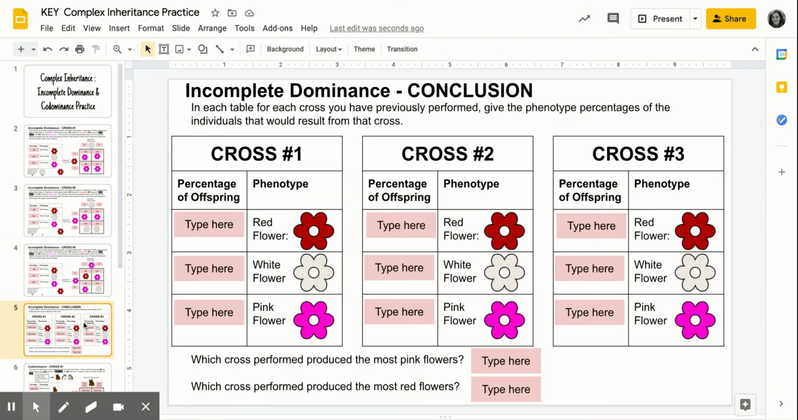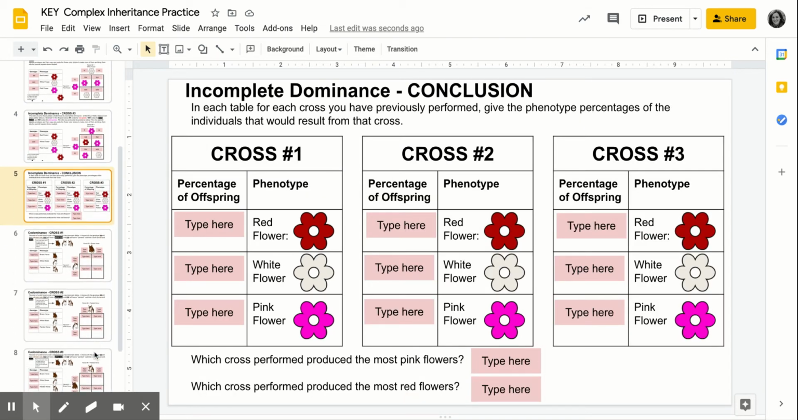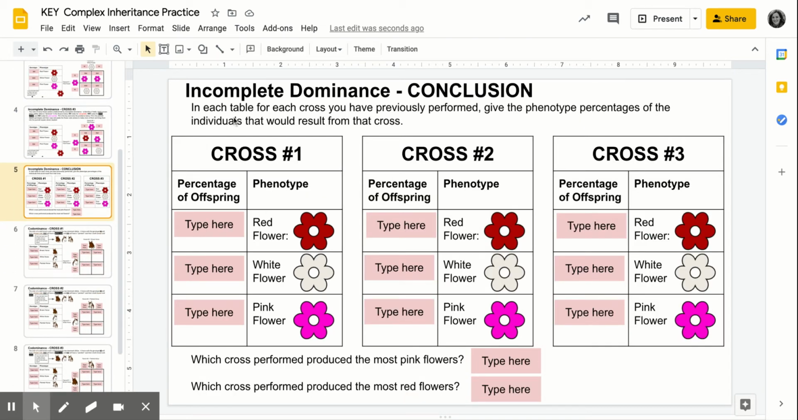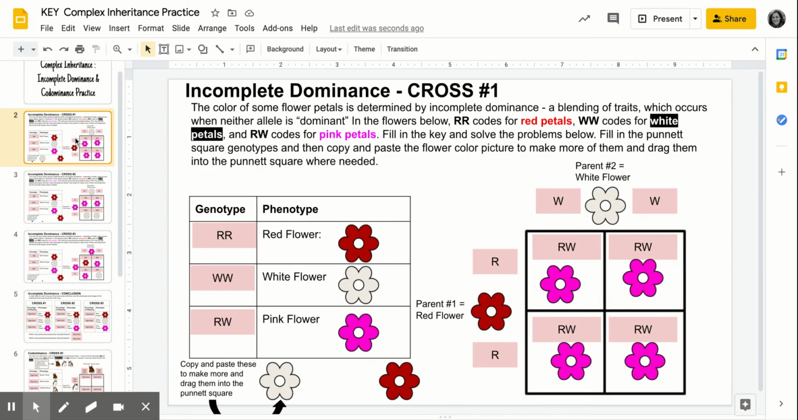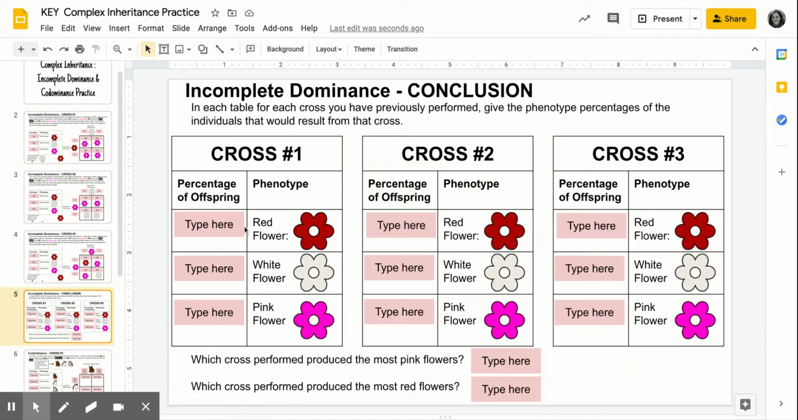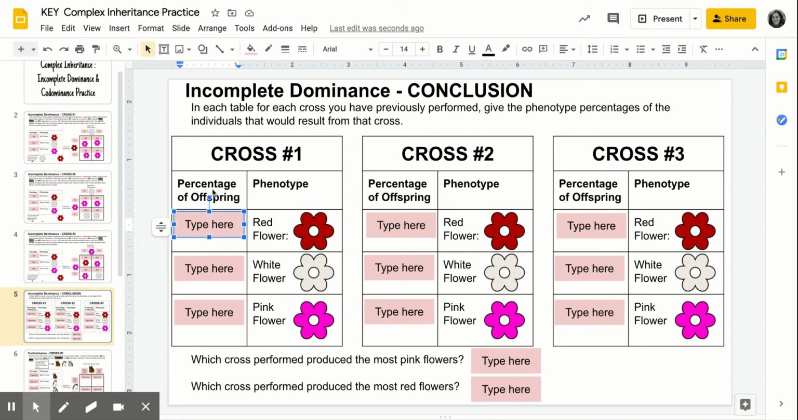Okay. All right, so let's go ahead and put this through on the conclusion. Let's talk about this. So in each of the tables for each cross you've previously performed, give the phenotype percentages for the individuals that would come from this cross. Okay, this is exactly what we just went over. So in cross 1, what percentage would be red? Let's look at this. Well, that's easy. 0 of the offspring can be red. So, and I asked you for the percentage, not the fraction. So make sure when I ask you specifically for the percentage, you put the percentage.